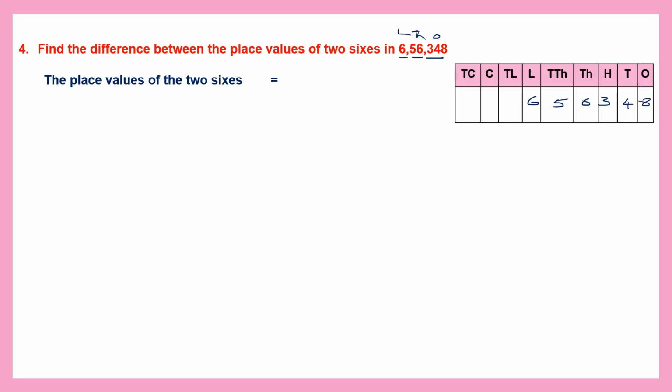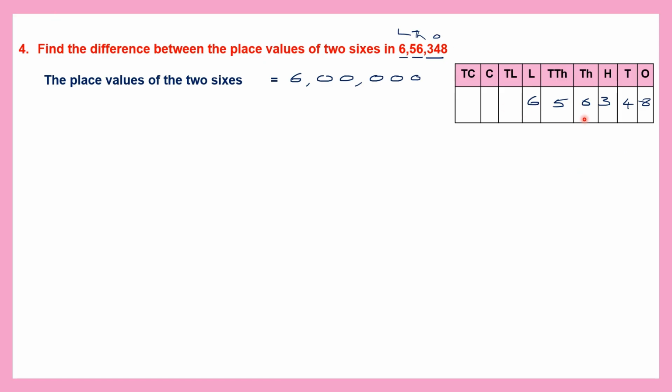So now the place value of this 6 is in the lakhs place. So that will be 6 into 1 lakh, and that makes it 6 lakh. So this is the place value of the first 6. So let's write down here 6 lakh, 6 followed by 5 zeros. 1, 2, 3, 4, 5.